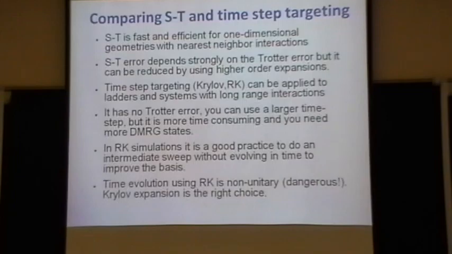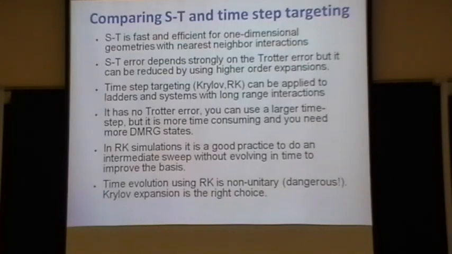So let's summarize what we found. Let's compare Suzuki-Trotter and time step targeting. Suzuki-Trotter is fast and efficient. It works fantastically well for one-dimensional systems. Of course, we need nearest neighbor interactions. If we have next nearest neighbor interactions, we're in trouble. So in that case, we need to use an alternative method.